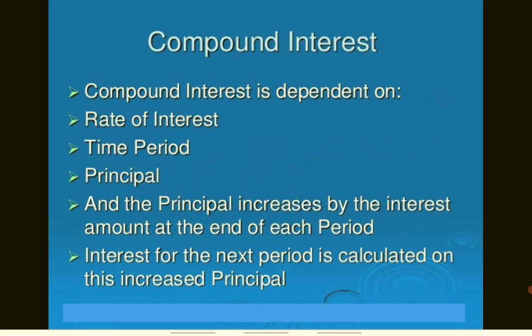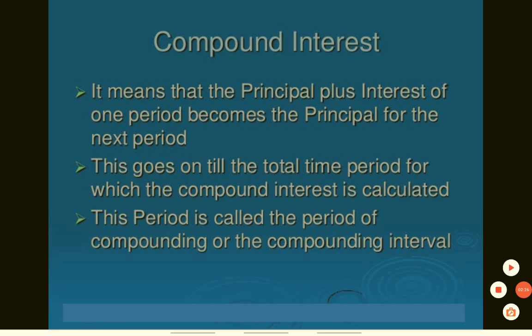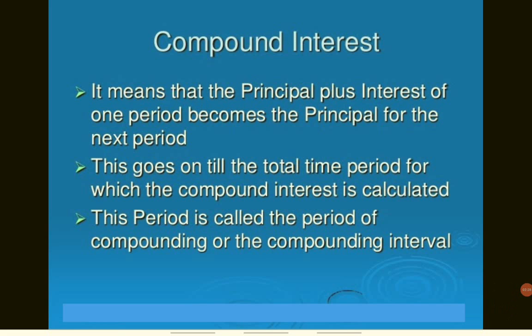So now let's see about the compound interest. Compound interest is dependent on the rate of interest, time period and principal. And the principal increases by the interest amount at the end of each period. The interest for the next period is calculated on the increased principal. It means that the principal plus interest of one period becomes the principal of the next period. This goes on till the total time period for which the compound interest is calculated. This period is called as the period of compounding or compounding interval.